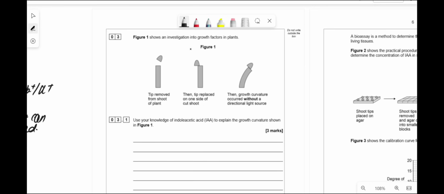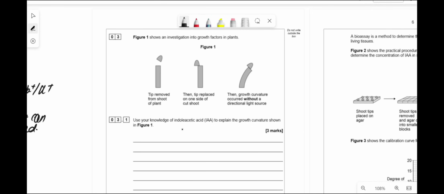Figure 1 shows an investigation into growth factors in plants. So we've got the tip removed from a shoot of a plant, and then the tip replaced from one side of the cut shoot, and then growth curvature occurs without a directional light source. Use your knowledge of indole acetic acid, IAA, to explain the growth curvature shown in figure 1. So whenever it comes to questions like these, you need to identify whether it's a shoot or a root, because if you have a shoot, what happens is IAA promotes growth and elongation on the side it's on if it's in a higher concentration, whereas in roots it inhibits this.